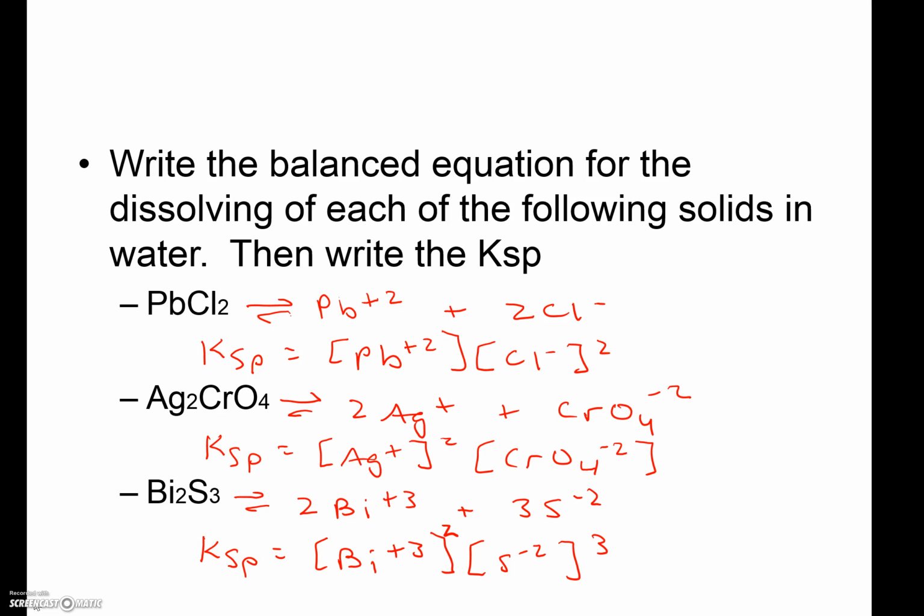And finally, if we were to take bismuth sulfide and dissolve it in water, we would get 2 moles of bismuth ions for every 3 moles of sulfide ions. So our KSP expression would be the concentration of bismuth ions squared times the concentration of sulfide ions to the third.